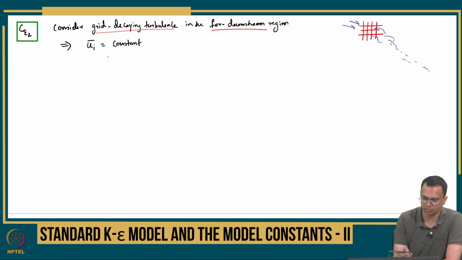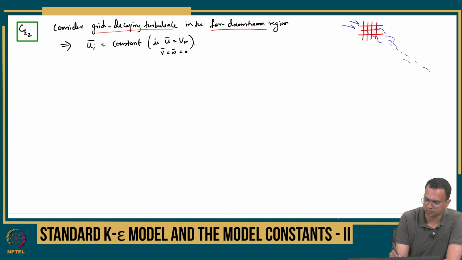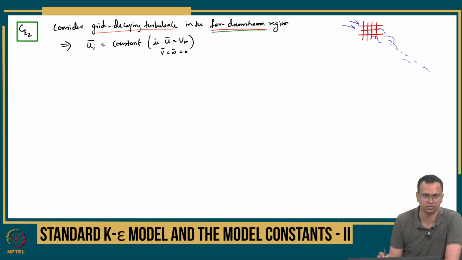So in that zone, your ui bar is essentially constant. The other two, u2 bar and u3 bar, will be 0, and u1 bar has achieved some u infinity, or free stream value, downstream. That is, u bar is basically u infinity, and v bar, w bar are 0. That's what I mean by it has come to a constant at the far downstream location of a grid.